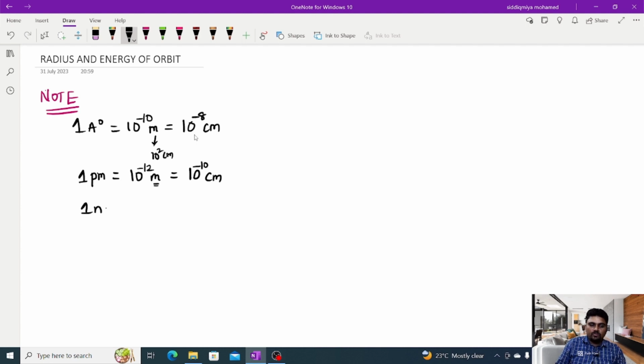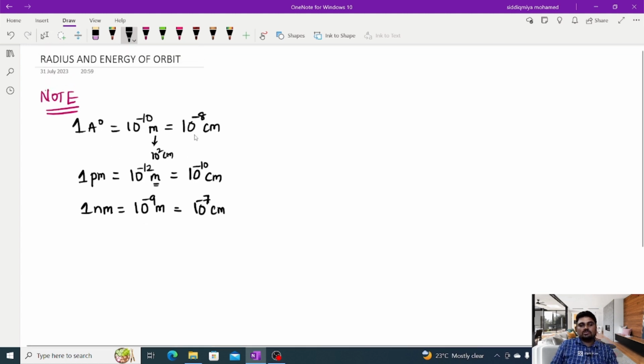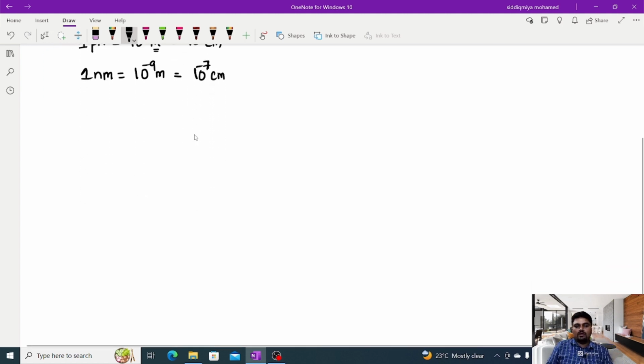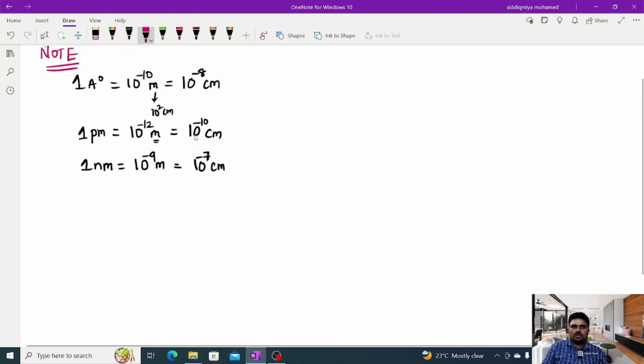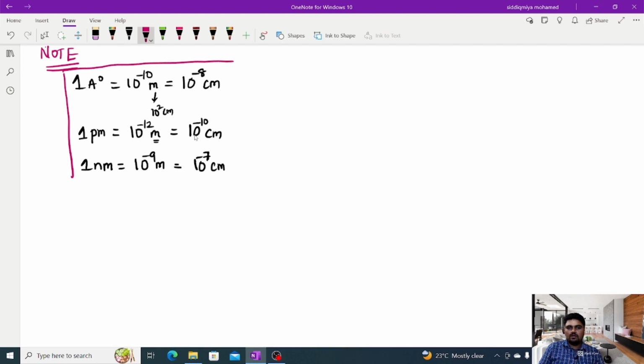Similarly 1 nanometer is equal to 10 power minus 9 meter. Nano means 9, so minus 9. Pico is minus 12, angstrom is minus 10. Now this meter you convert into centimeter, how much will you get? You will get 10 power minus 7 centimeter. These conversions every student must know. Why? Because these conversions are very important in structure of atom as well as in solid state in 12th standard.